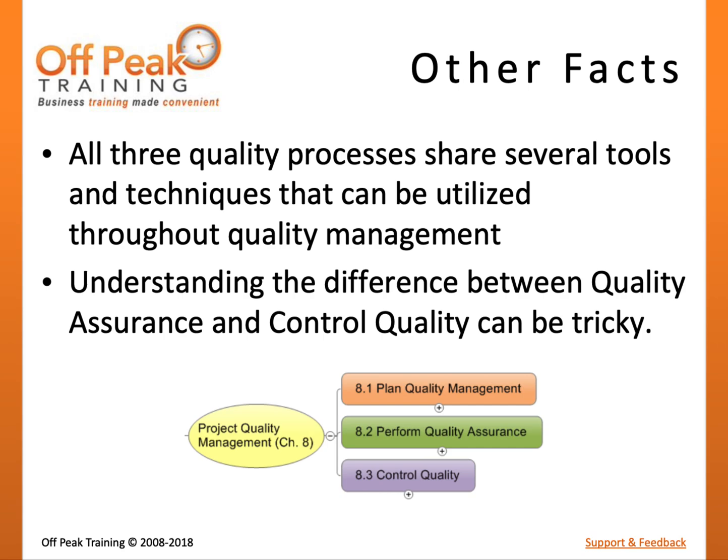While project quality management only has 3 processes, it can prove very tricky for first-time learners of the subject. One challenging aspect is that several tools and techniques will be shared across all processes. This means that you will have to distinguish between processes based on the context of how the tool and technique is being used, rather than simply memorizing where it belongs.